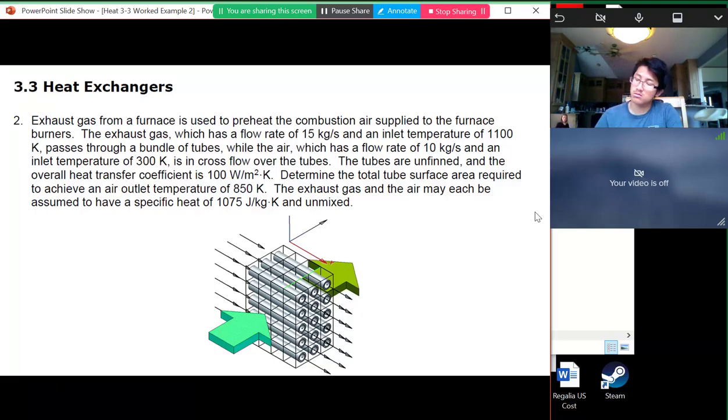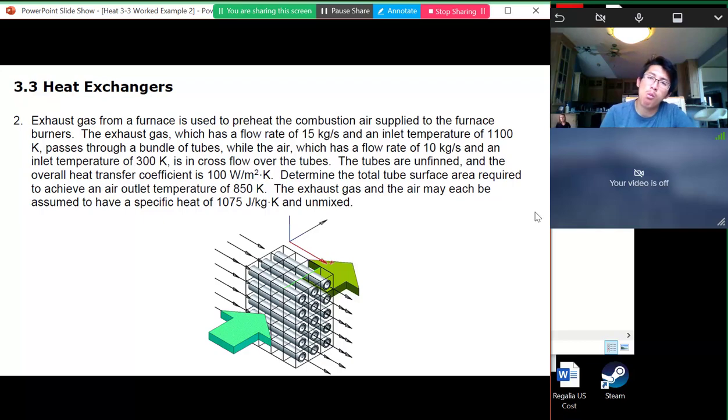So this is the first example. It's the second one on the handout, because the first one on the handout is a little bit long, and I wasn't sure how much time we'd have to do this problem. So here we have a cross-flow heat exchanger. It says exhaust gas from a furnace is used to preheat the combustion air supplied to the furnace.